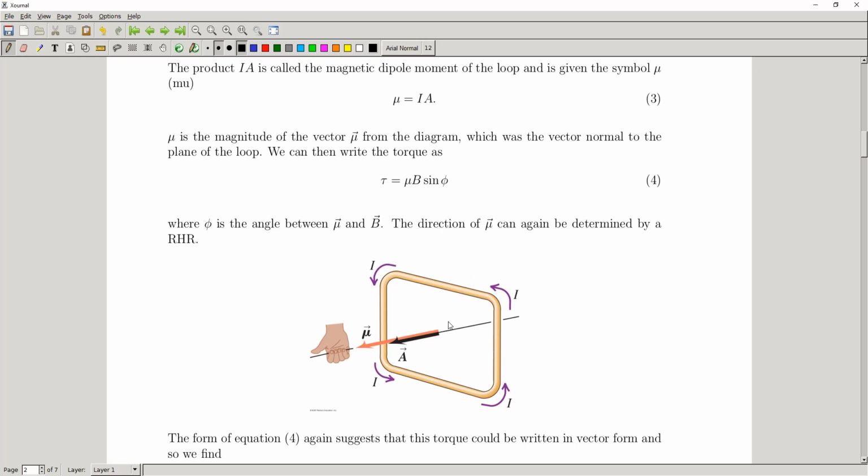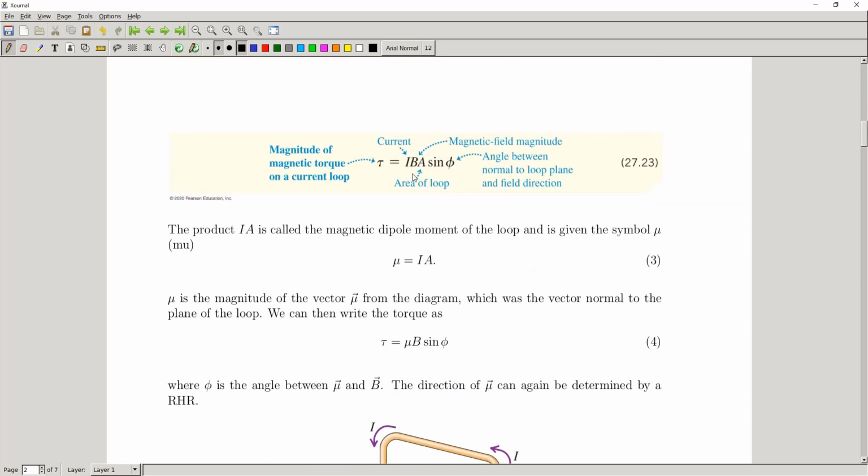The way it works is we put our right hand in this loop. We curl the fingers of our right hand in the direction that the current would be running around the loop, and then our thumb points in the direction that our magnetic dipole moment has to point. Having sorted out all this about the magnetic dipole moment, we can rewrite the equation that we have up here by simply grouping our I and our A into mu, and so we end up with this expression here.